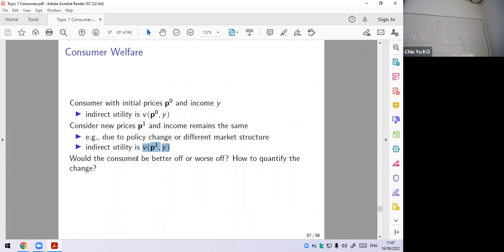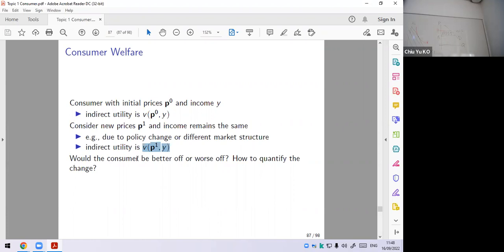Of course, the consumer is rather happy. The question is, can you quantify how much happier they are? And you learn that from your intermediate or basic micro, they will say this area is the change in consumer surplus. This is what you learn, but they never give you the idea why this is the case, because demand is not something related to human preference. So what's the foundation for that?